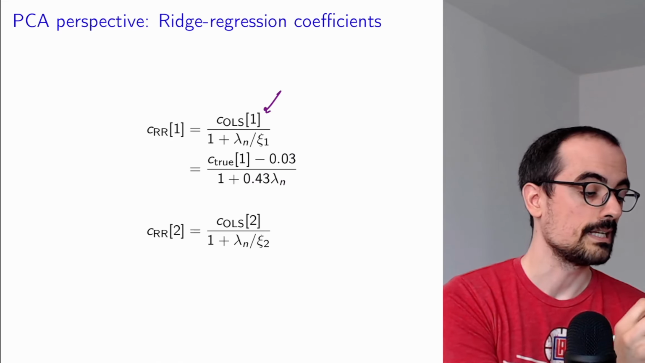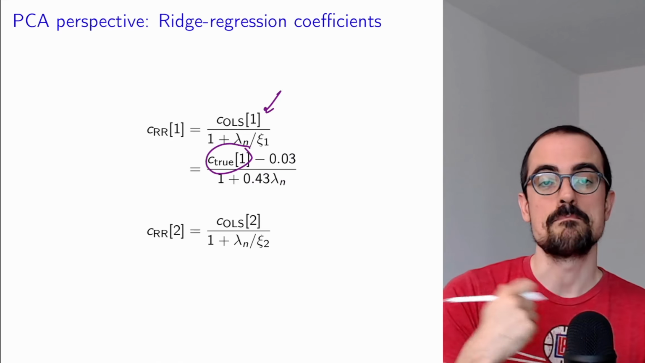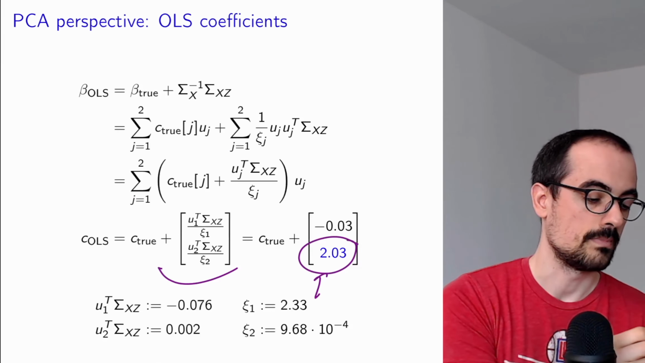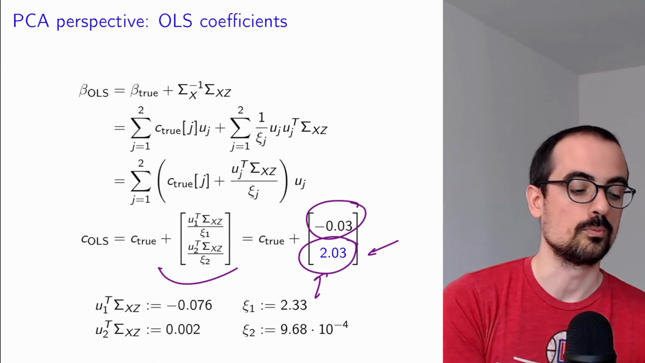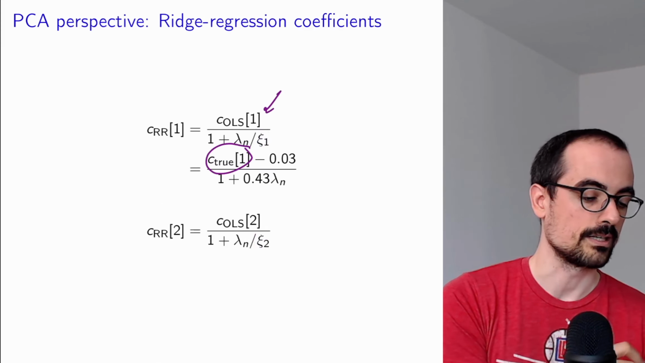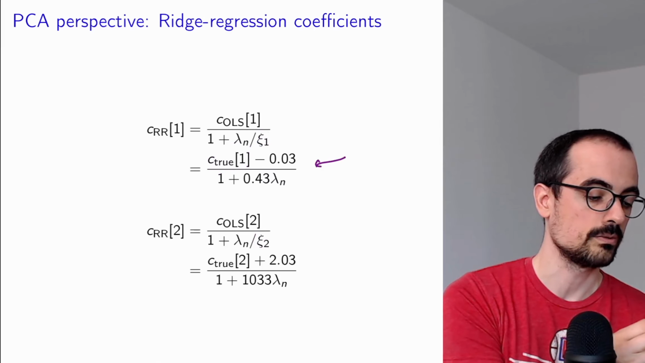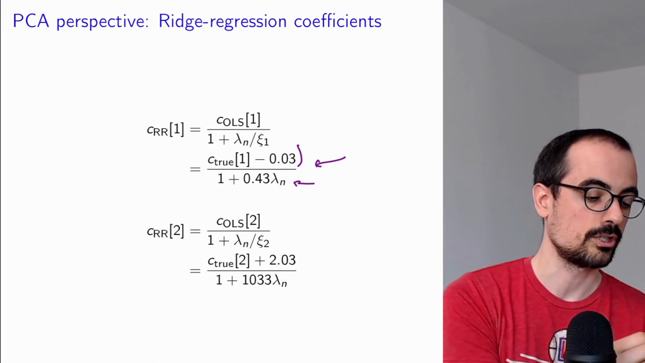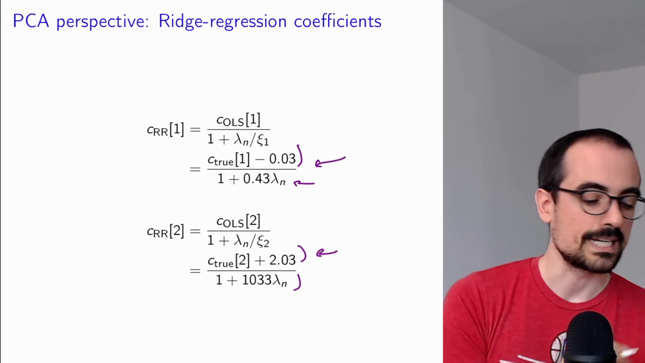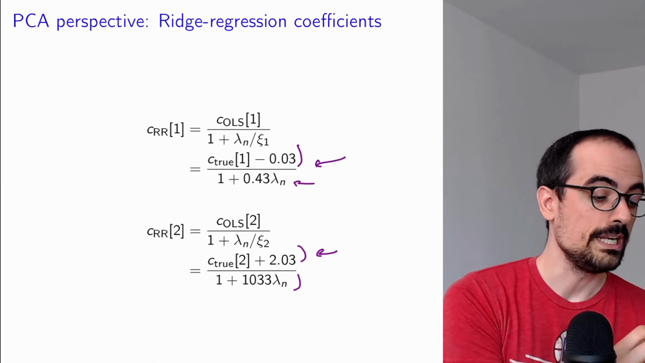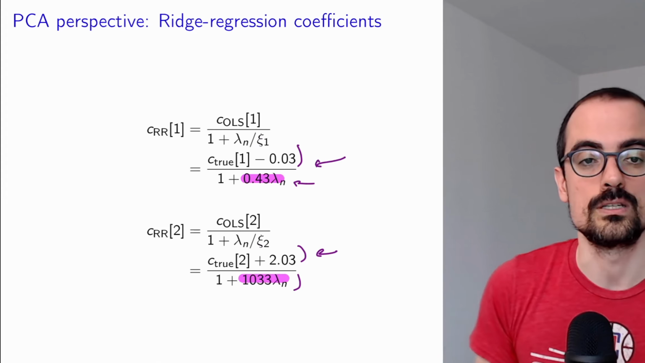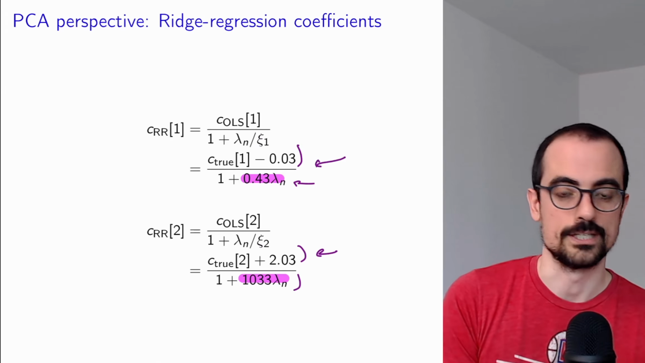Remember that this guy was equal to the true coefficients minus, I'm going to minus this, right? Minus 0.03 and plus 2.03 below, just so that you see where that comes from. So I'm going to just plug that in. And this is our expression for the first ridge regression coefficient, which is equal to the OLS coefficient divided by that term. Second ridge regression coefficient divided by that term. Here is where it becomes really important that the shrinkage factor that we see here in the denominator is different for both ridge regression coefficients.